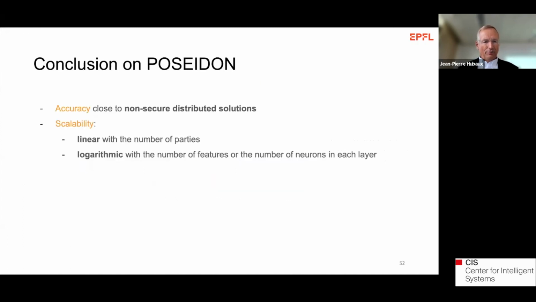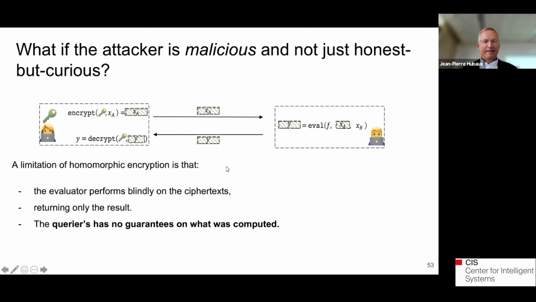Voila, conclusion. We've seen the accuracy, and we've seen that the scalability is linear with the number of parties or data providers, if you wish, and logarithmic with the number of features or number of columns of the matrix, or the number of neurons in each layer. Now, another question is, so far we have assumed passive adversaries, as they are called in security parlance. What if the attacker is malicious and not just honest but curious?